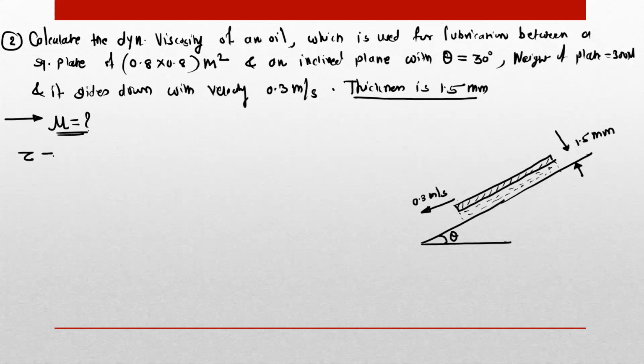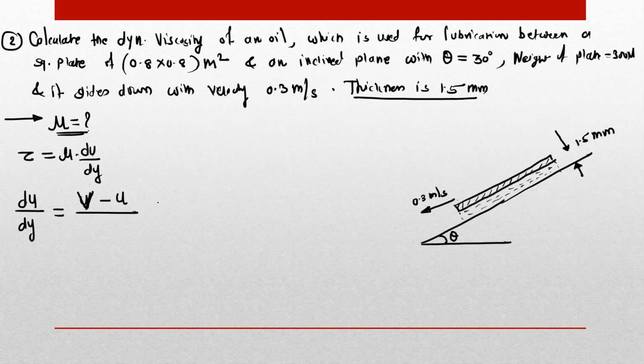Okay, so we have the equation tau is equal to mu into du by dy. Now we have to find out the shear stress which will act on the layers of the fluid. Then the du by dy, which is the velocity gradient, you can directly find out. So du by dy is equal to the maximum velocity v minus the velocity at the bottommost layer, and dy is nothing but the thickness of the film. Here v is 0.3. This is the velocity at this point, and the velocity at the bottom point will be 0. Okay, so this is your velocity triangle.